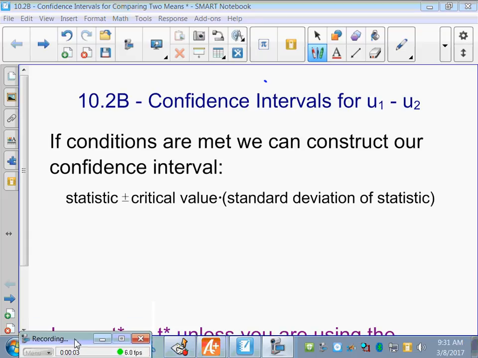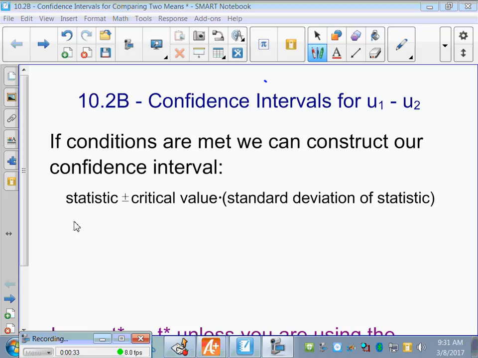All right, so confidence intervals for difference in means. I don't know if you guys remember the basic formula for the confidence interval when we just had one mean. Anybody remember? This is the one that's on the yellow sheet that you'll get on your exam. So it's the statistic plus or minus the critical value times the standard deviation of the statistic.